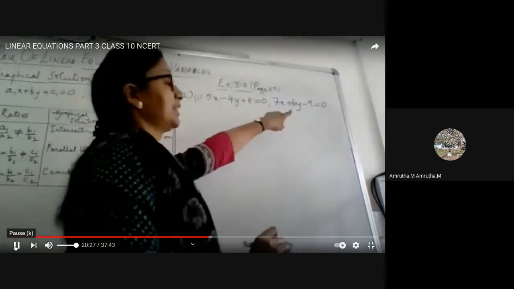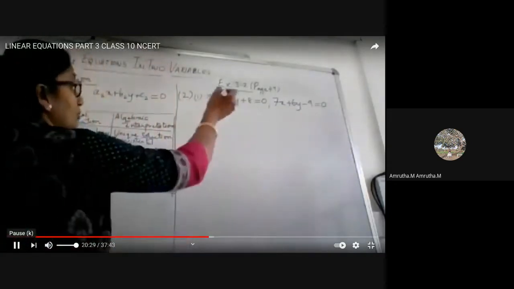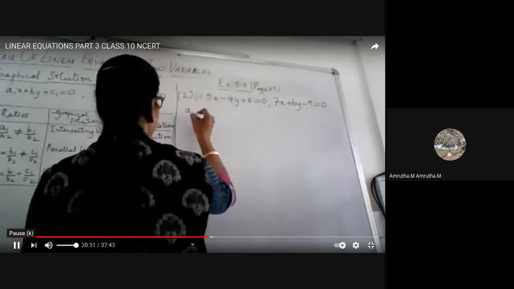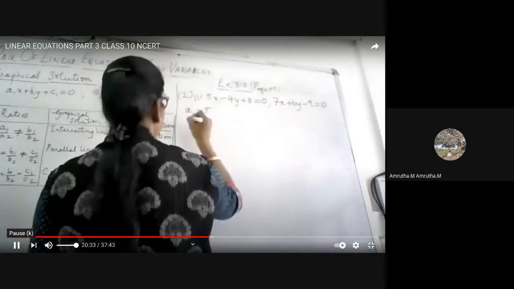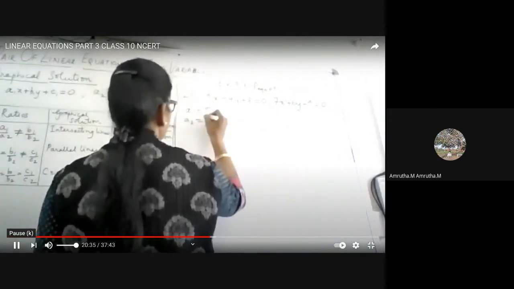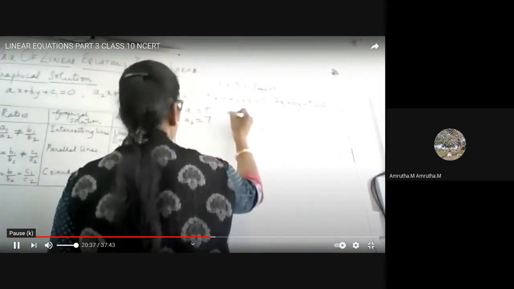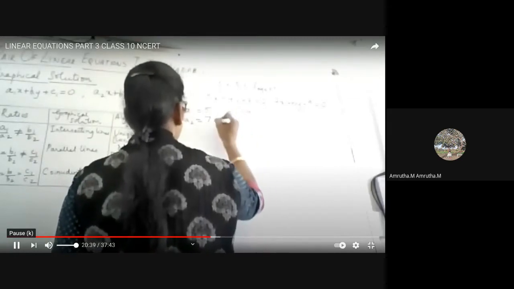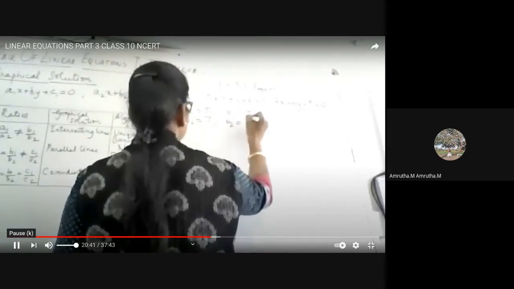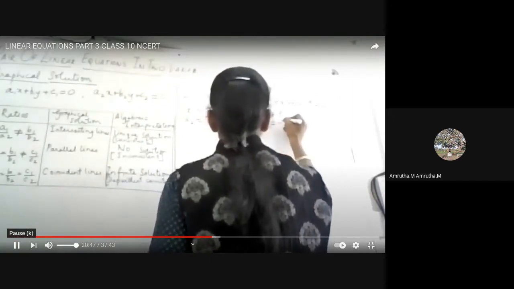A1y plus C2 equals 0. So by looking at it, I can tell my A1 is positive 5, A2 is positive 7, B1 is negative 4, B2 is positive 6, C1 is positive 8, and C2 is negative 9.